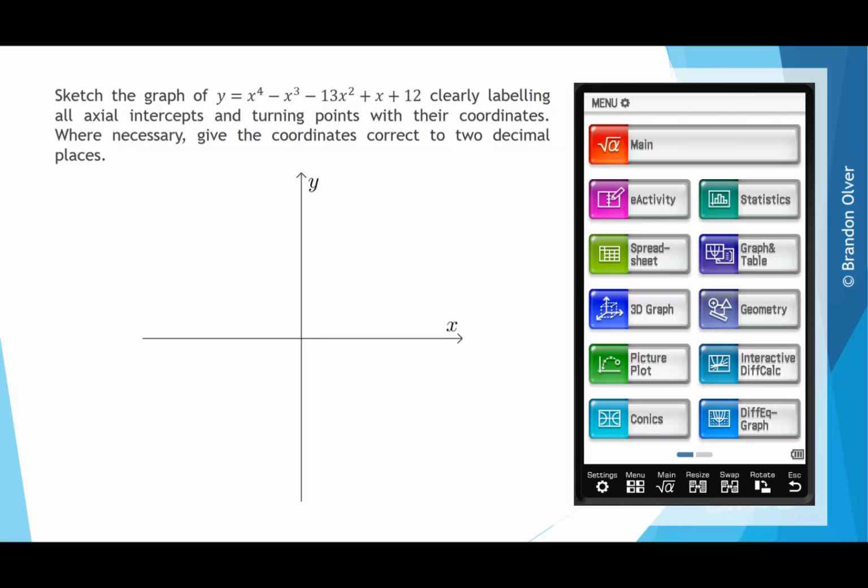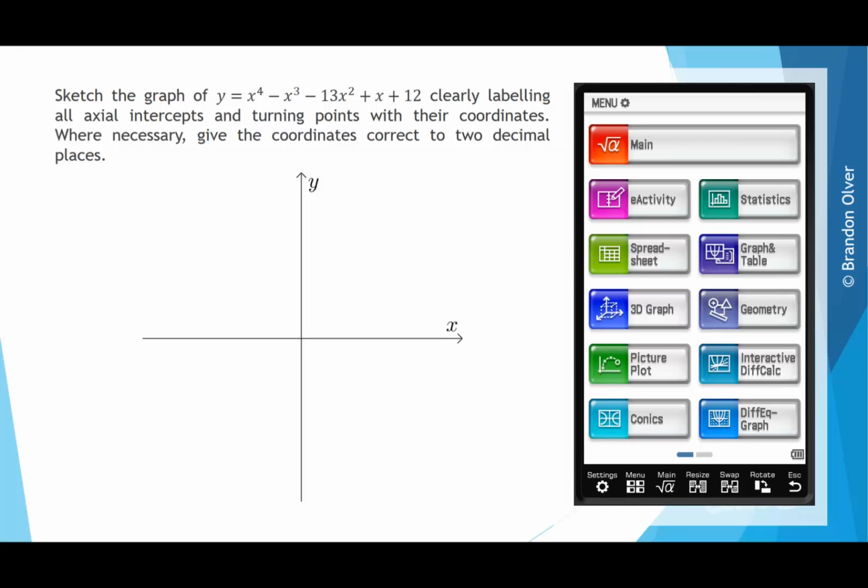Sketch the graph of y equals x to the power of 4 minus x cubed minus 13x squared plus x plus 12, clearly labelling all axial intercepts and turning points with their coordinates. When necessary, give the coordinates correct to 2 decimal places.